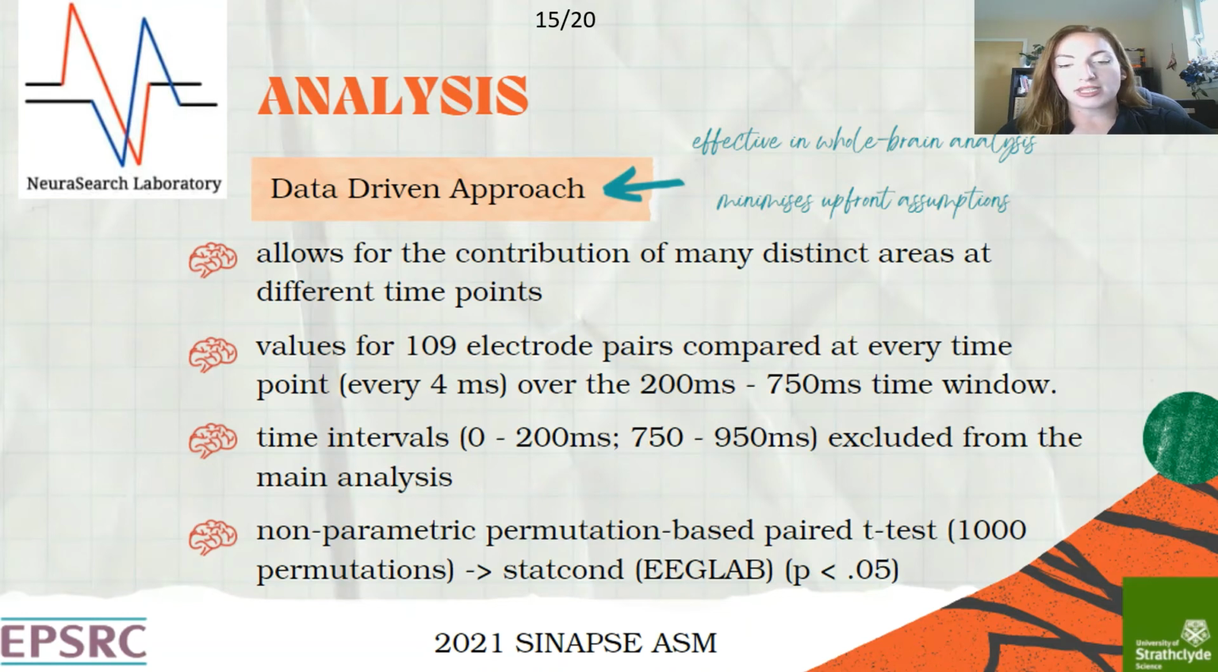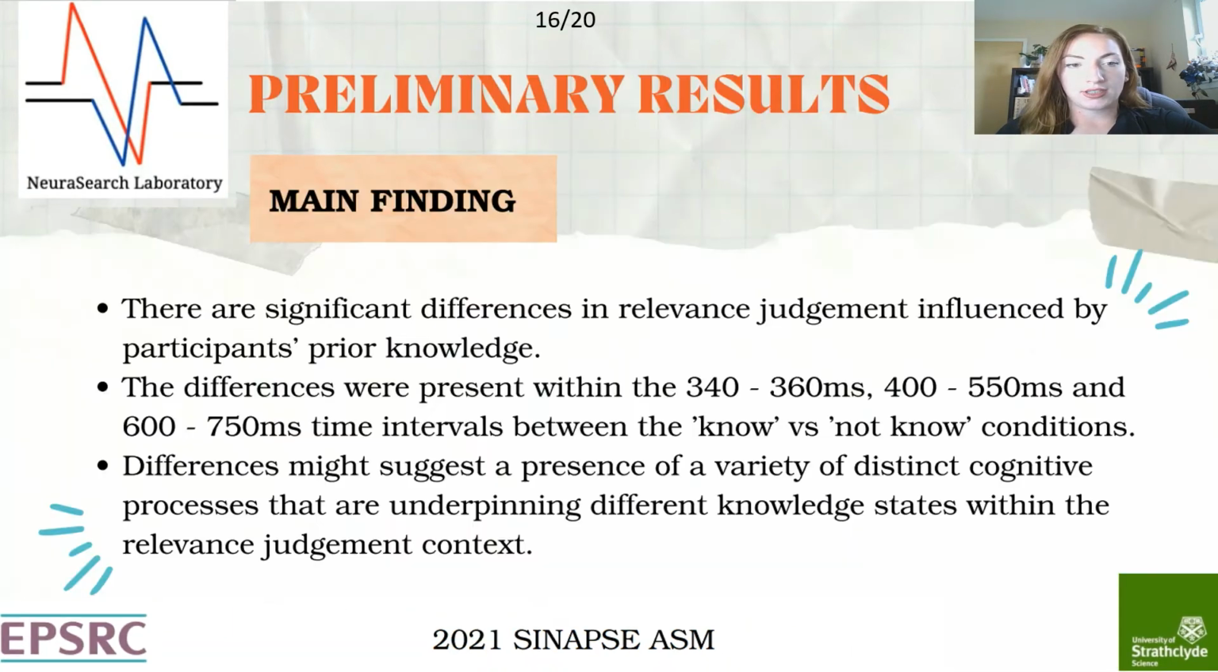We used a non-parametric permutation-based test with 1,000 permutations that was implemented in the STATCOND function in EEGLAB, and differences were considered significant at p less than 0.05.